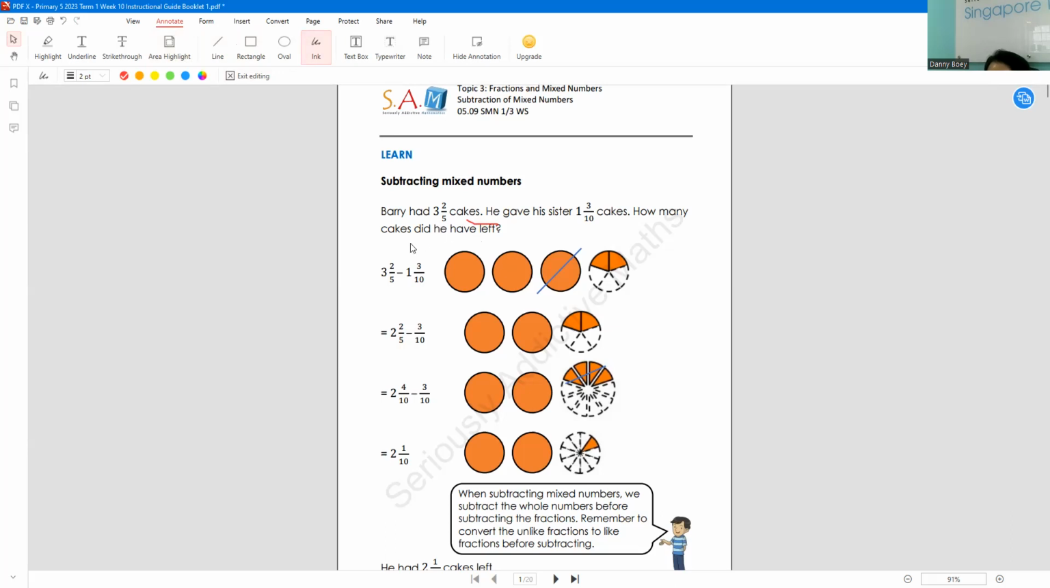Okay, so let's start with the first question. Barry had 3 whole 2 out of 5 cakes. He gave his sister 1 out of 3 10 cakes. How many cakes did he have left? So this is subtraction. This is the equation.